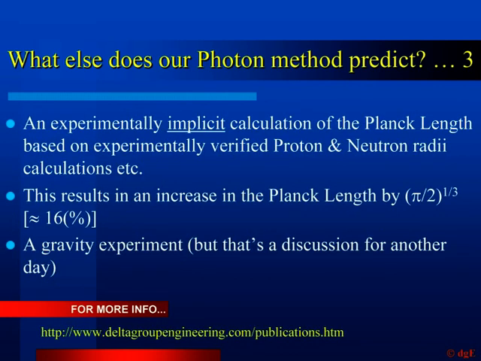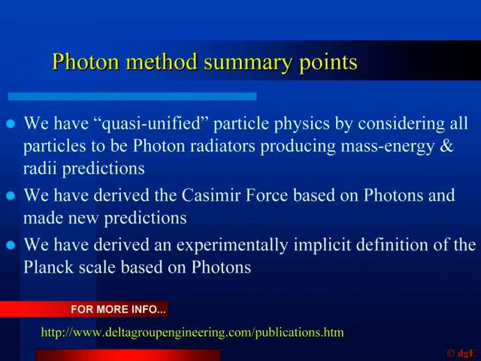Additionally, our photon method also produces 5. An experimentally implicit calculation of the Planck length based upon our experimentally verified particle calculations such as proton and neutron radii. This results in an increase in the Planck length by the cubed root of pi on 2, or approximately 16%, and 6. A gravity experiment, but that's a discussion for another day.